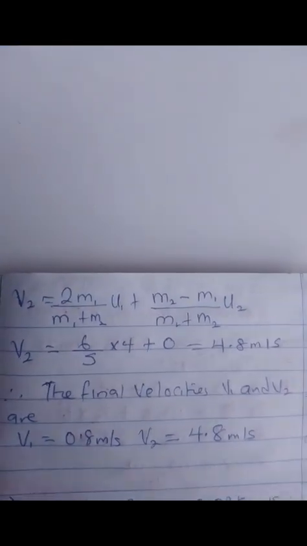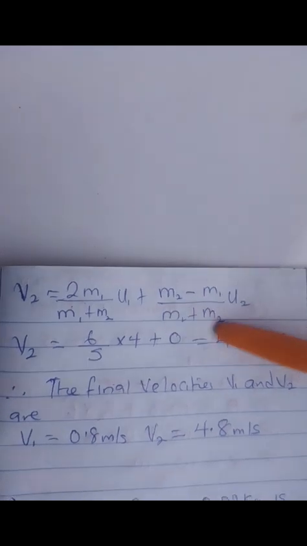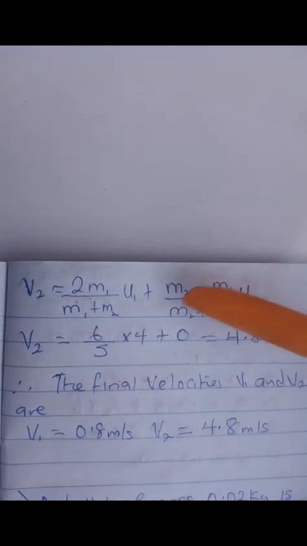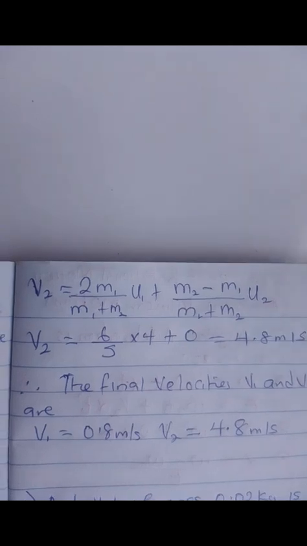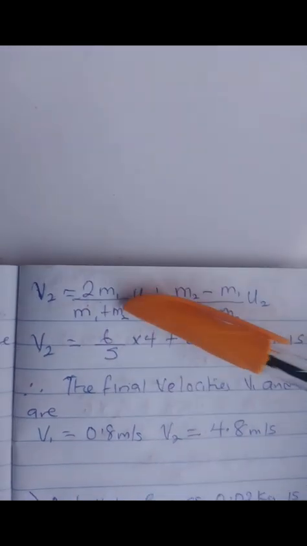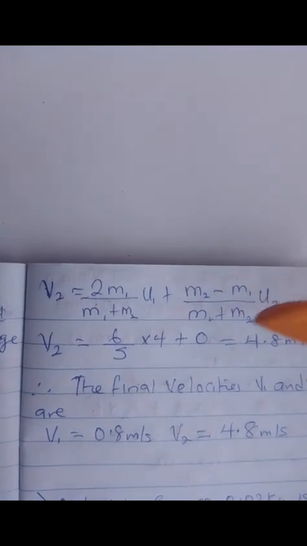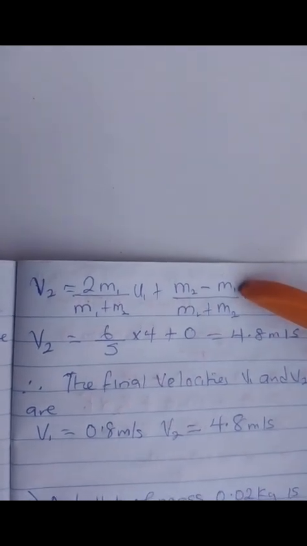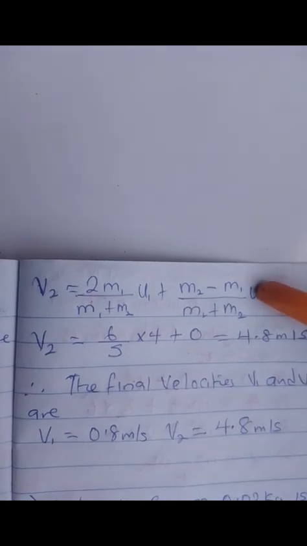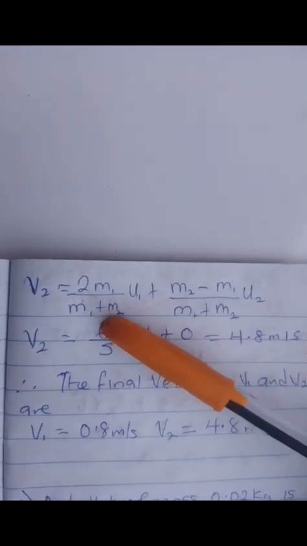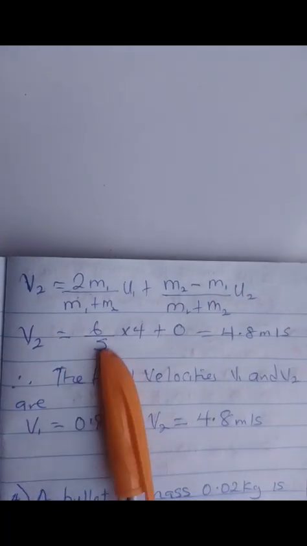Now let's go and calculate V2. There will be a change in the formula, because for V1, the (m1 minus m2) over (m1 plus m2) times u1 was in the front. But for V2 we have 2m1 over (m1 plus m2) times u1, plus (m2 minus m1), not m1 minus m2 now, (m2 minus m1) over (m1 plus m2) multiplied by u2. So this is the formula for calculating V2 for a perfectly elastic 1D collision.